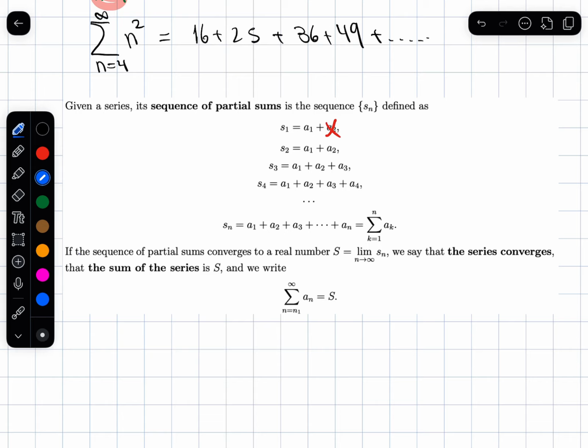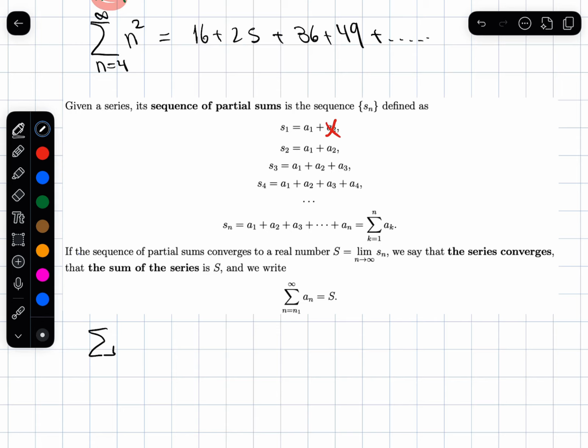You say S1 is just what I get from adding a single term. My iPad's not working well today. Okay, let me see if I can maybe move somewhere. S1 is just to add the first term. Give me a moment. Okay, let's try one more time.